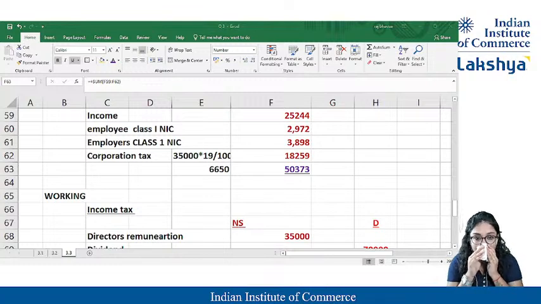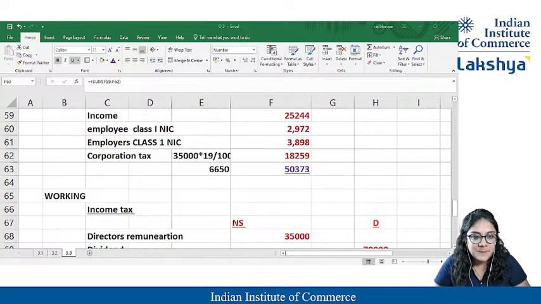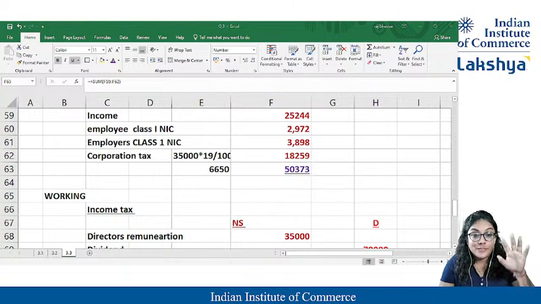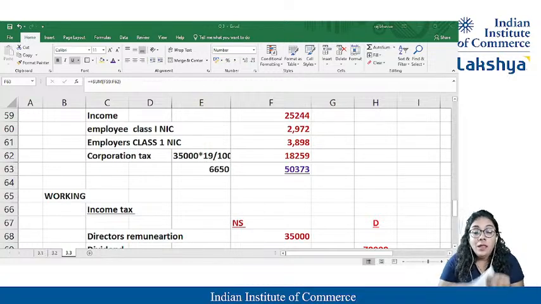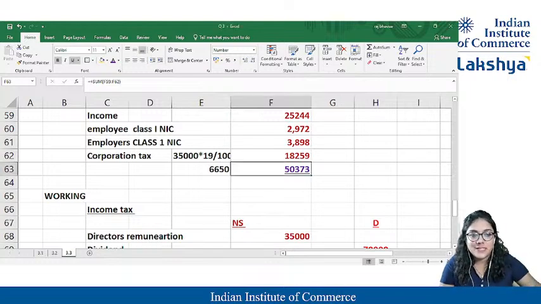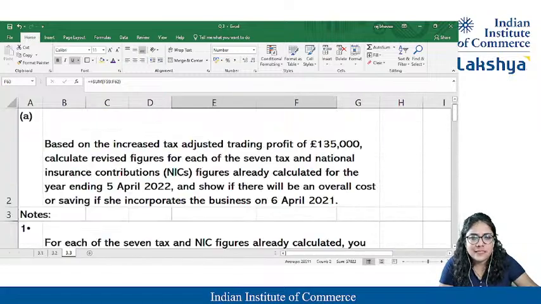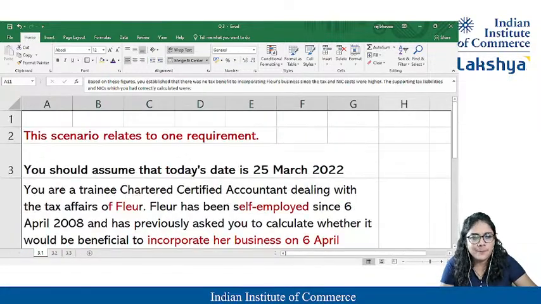Guys, I think you understood it, isn't it? Was it easy? I think it was manageable. Just give me a minute. If I show you the solutions now, which are there in the paper, they are very, very predated. The amounts, the percentages and everything is old. So we can revise it and solve it accordingly. I hope you guys have clearly understood this question also.